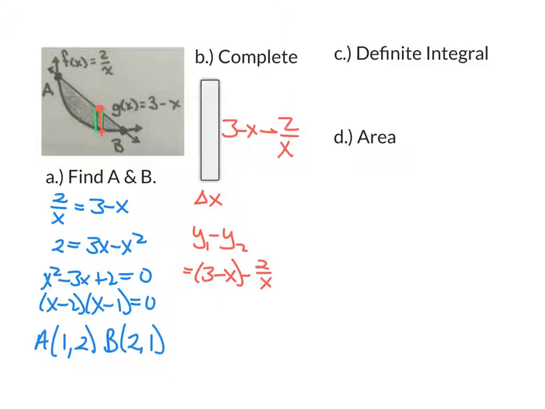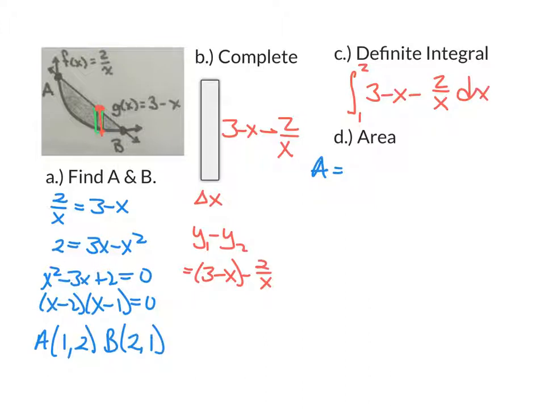And this expression, 3 minus x minus 2 over x, is going to be the height of that rectangle. We use this rectangle to help us create our definite integral, because we'll just do the base times the height. The height is 3 minus x minus 2 over x. And the base is delta x, which, when we have infinitely many of these, turns into dx. And our definite integral is going to go from point A over to point B. And in terms of x, point A has an x coordinate of 1, and point B has an x coordinate of 2.